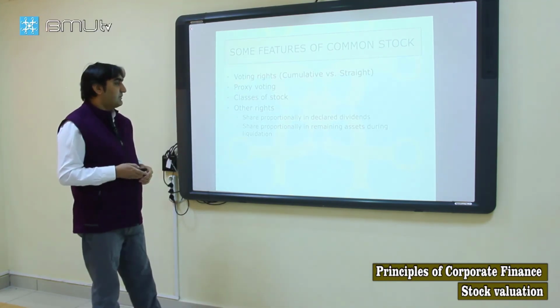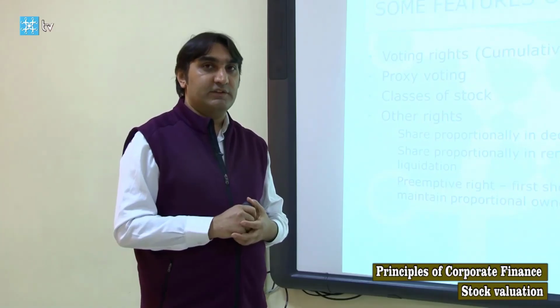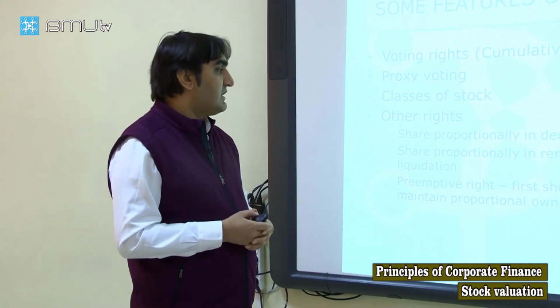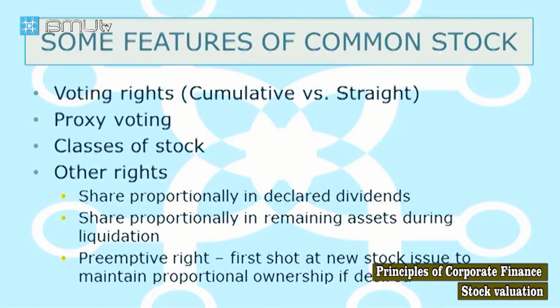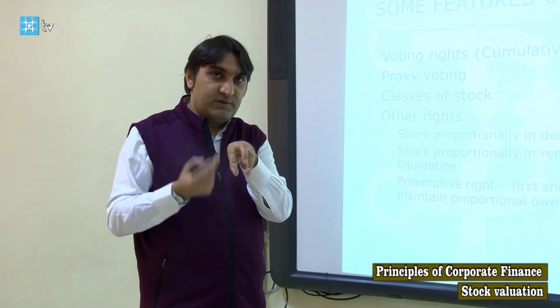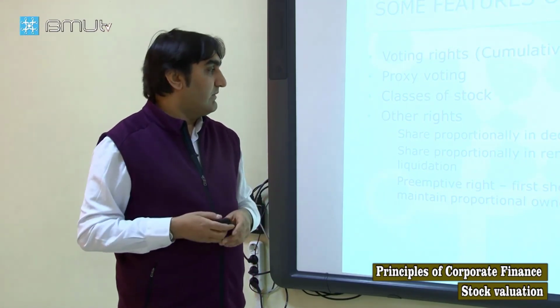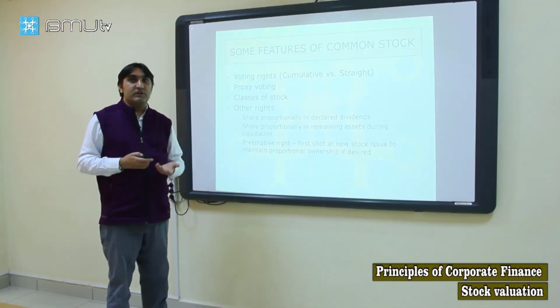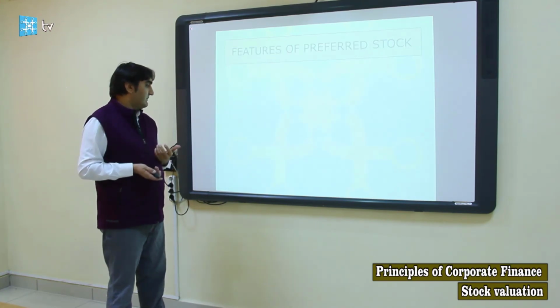Also, they have other rights. Share proportionally in declared dividends. If the company pays out dividends, as a common stockholder you have a right to get dividends. Share proportionally in the remaining assets during liquidation if the company goes bankrupt. So first, some portion is paid out to debt holders and other creditors. What remains after this, you have an equal right as other owners as a percentage. Whatever your percentage is, you get your amount from that liquidation. Preemptive right: if the company issues new stocks, you have a right to buy those stocks.